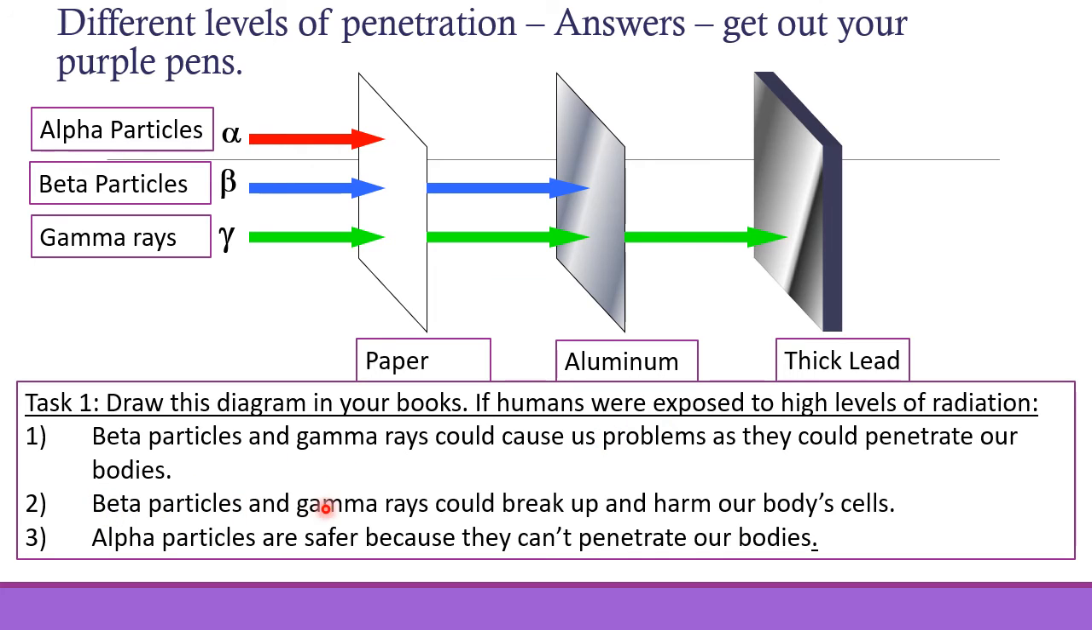Number two, beta particles and gamma rays could break up and harm our body cells. Now, that's how they would cause us damage. They get into our cells and they could break them. And number three, alpha particles are safer because they can't penetrate our bodies. Now, our skin is thicker than paper, so alpha particles can't get inside and break up our body cells.